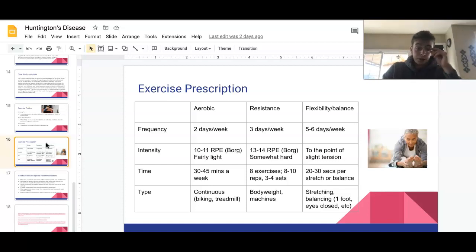Flexibility and balance is the main one that we have to focus on. This would be 5 to 6 days a week for the frequency. For intensity-wise, just to the point of slight tension. Time, 20 to 30 seconds per stretch or balance. And then the type, we would do stretching, balancing. Types of that would be like one foot, eyes closed, etc.